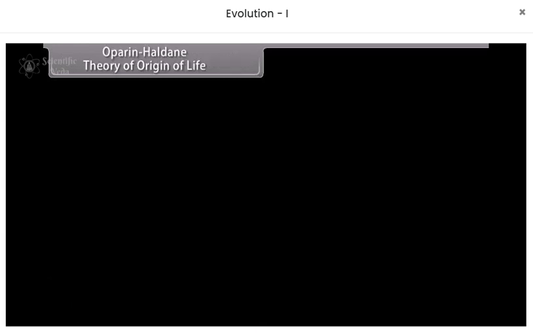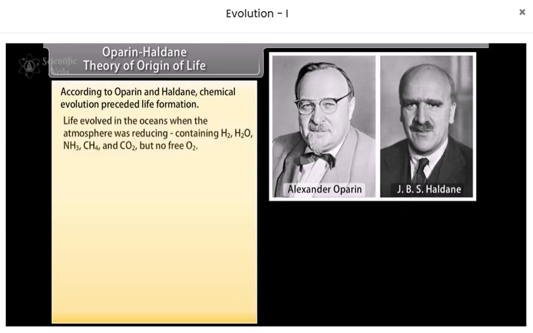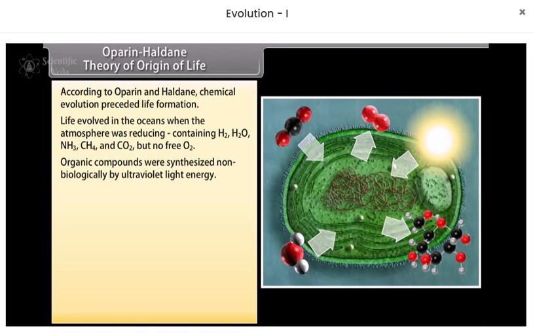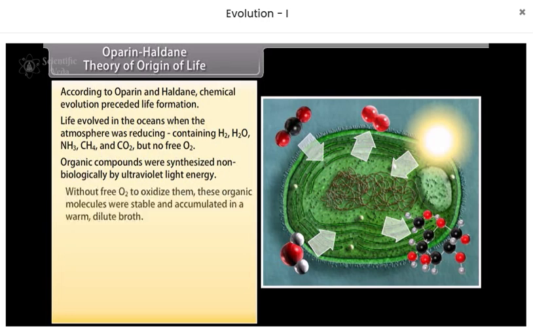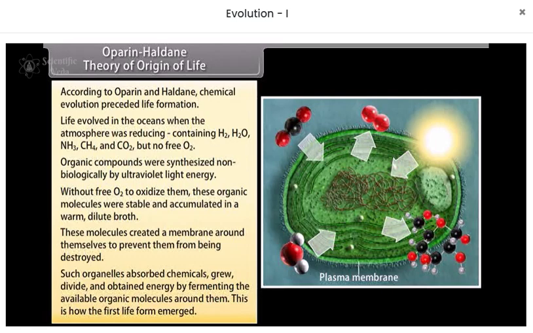Oparin and Haldane theory of origin of life. According to Oparin and Haldane, chemical evolution preceded life formation. Life evolved in the oceans when the atmosphere was reducing, containing H2, H2O, NH3, CH4, and CO2, but no free O2. Organic compounds were synthesized non-biologically by ultraviolet light energy. Without free O2 to oxidize them, these organic molecules were stable and accumulated in a warm, dilute broth. These molecules created a membrane around themselves to prevent them from being destroyed. Such organelles absorbed chemicals, grew, divided, and obtained energy by fermenting the available organic molecules around them. This is how the first life form emerged.